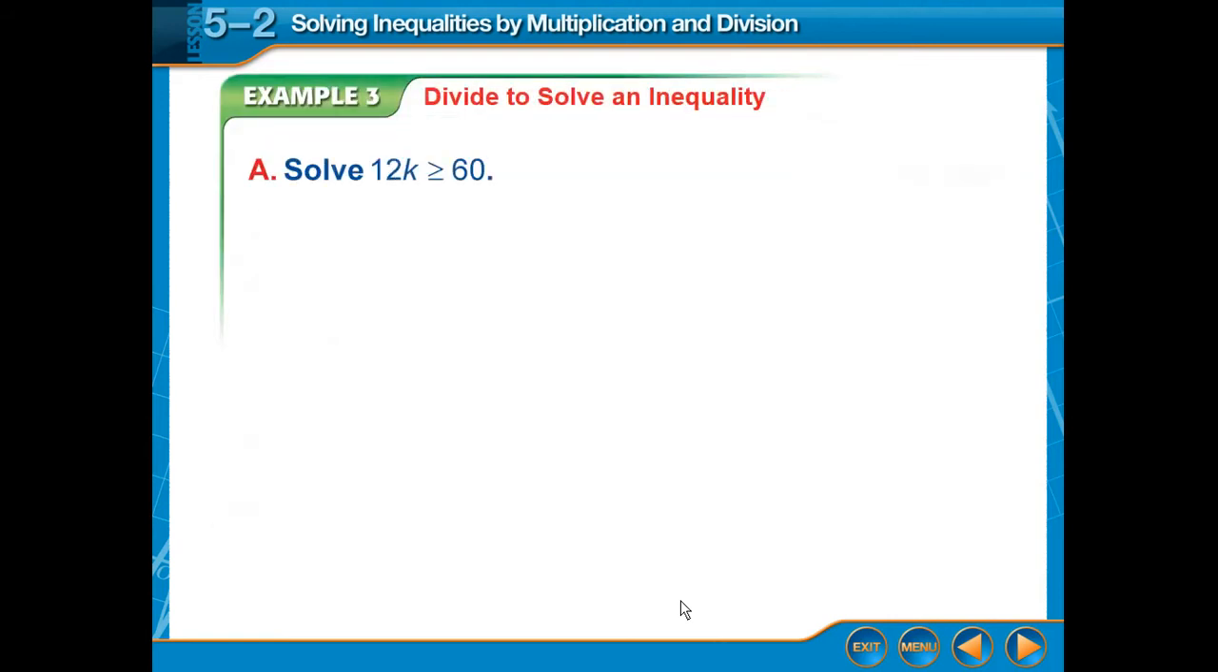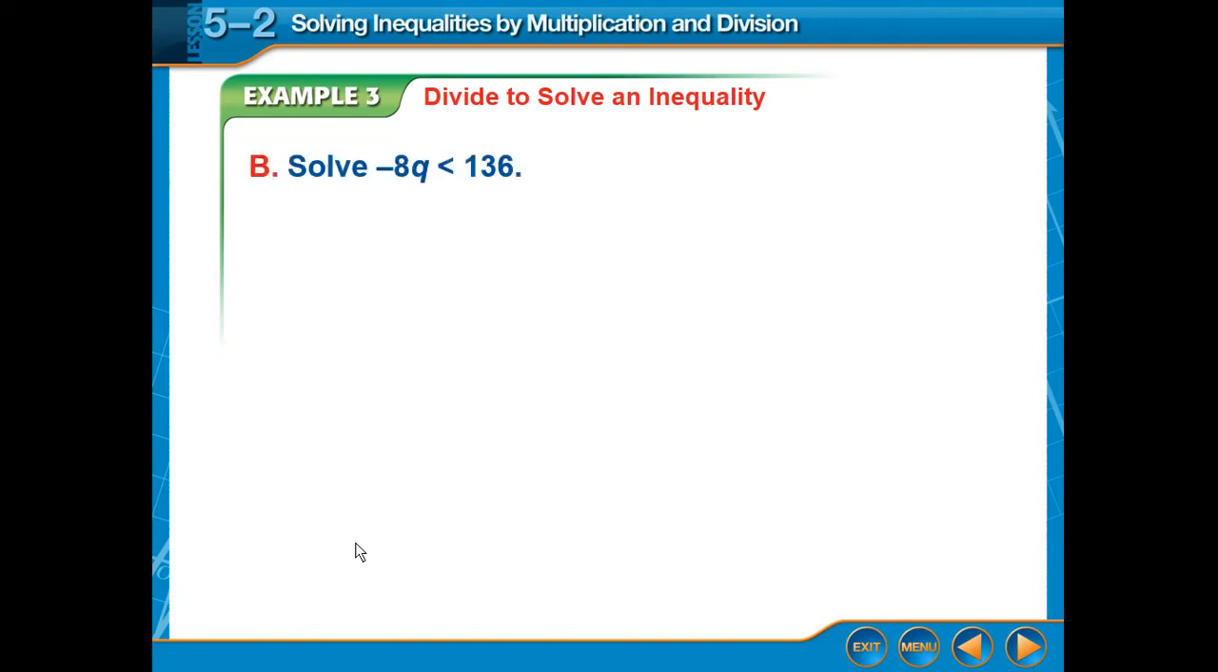So if I want to solve this one for k, I want to get k by itself, so I'm going to divide both sides by 12. Over here they cancel, and I get k is greater than 5. Because it was positive, I don't have to change the direction of the sign. It faces the same way.